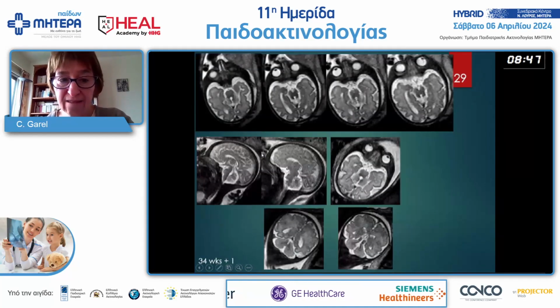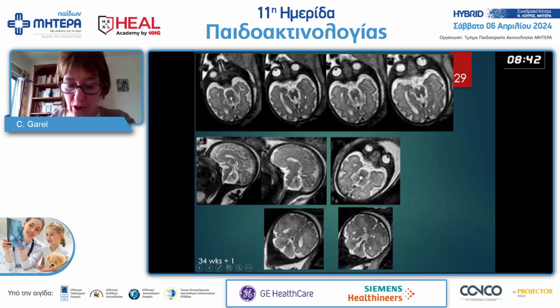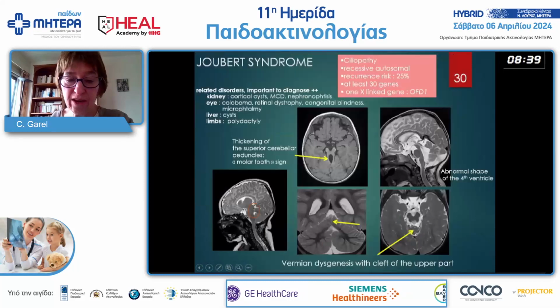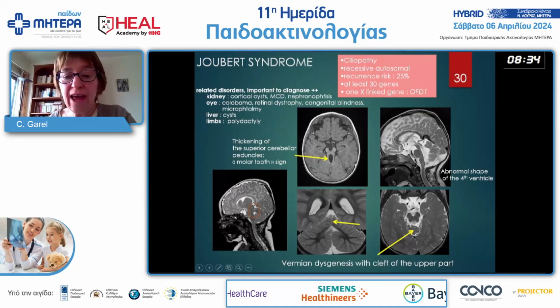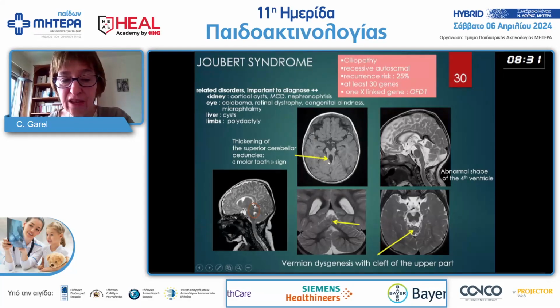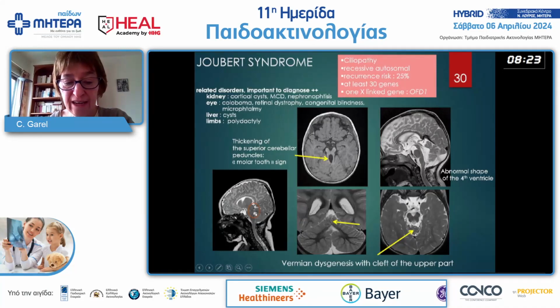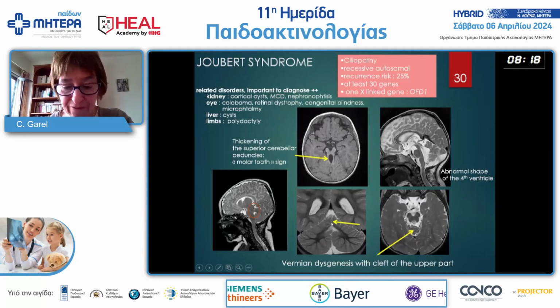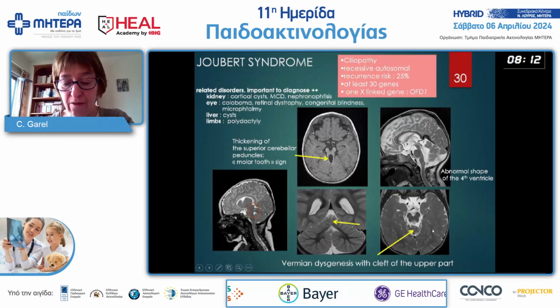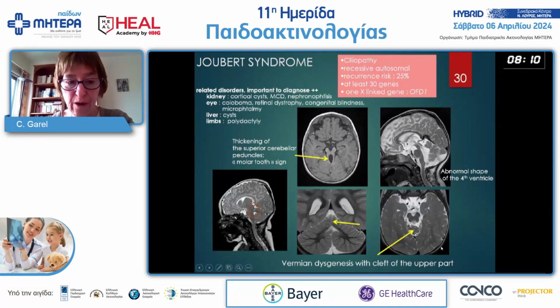If we acquire axial views, we can see here a molar tooth sign, which is more prominent here on this postnatal MRI scan. You can see the thickening of the superior cerebellar peduncles, the abnormal shape of the fourth ventricle, the horizontalization and thickening of the superior cerebellar peduncles, the typical cleft of the vermis, which is visible both on coronal and axial views at the upper part of the vermis.